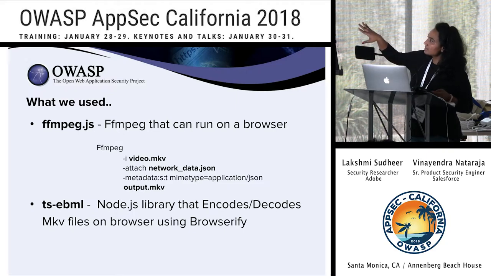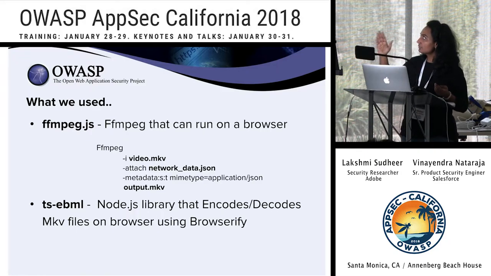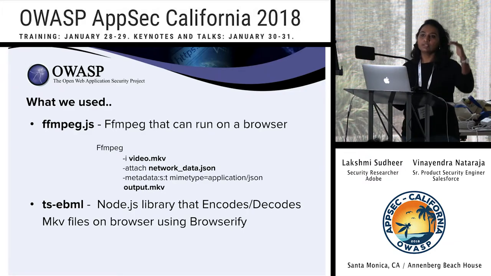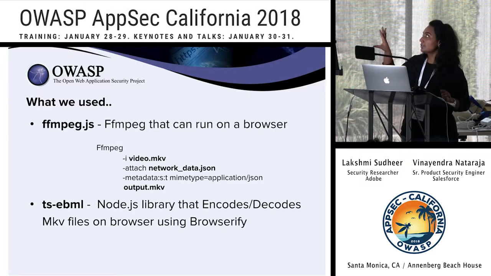And this is a server-side code snippet which we've attached. All you do is on the server side, but we implemented this on the client side. So on the server side, you just give the input, which is the screen data in the form of video MKV. Then you attach the JSON data, which has all the network data out there. And then you specify the MIME type, and there you have the output with the JSON inside the video without breaking the video. So this was the best solution we came up with.